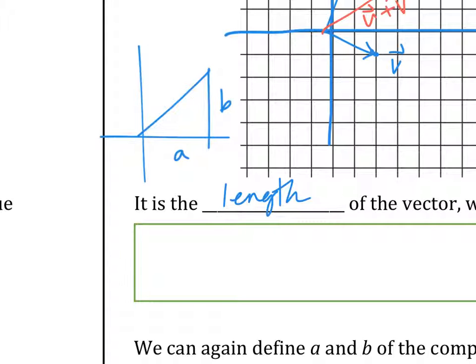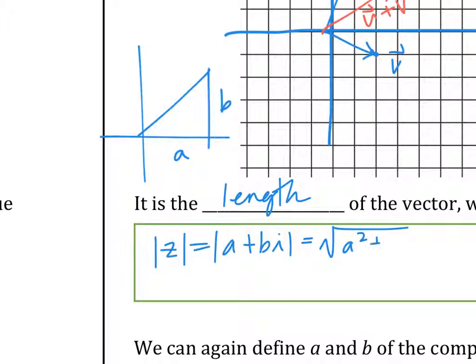Okay, so a plus bi. Now, complex numbers have a special letter, z. So when they say z, they mean a complex number. If they have this absolute value sign around it, that is telling you to find the length. So that is the square root of a squared plus b squared.